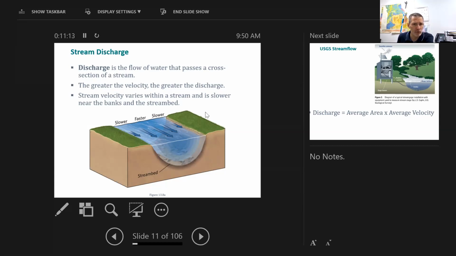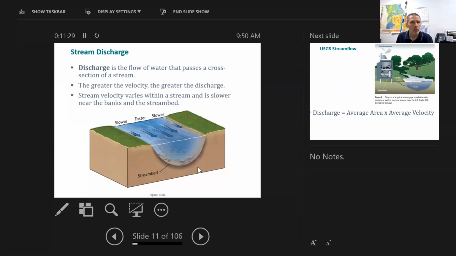Now, why is it so much slower on the edges? Because there's things sticking up. These are rocks, and any particulates on the edges of the rivers or the banks of these rivers, the stream bed, is going to cause an impedance, and it's going to slow this material down.